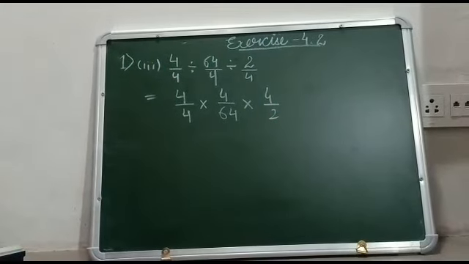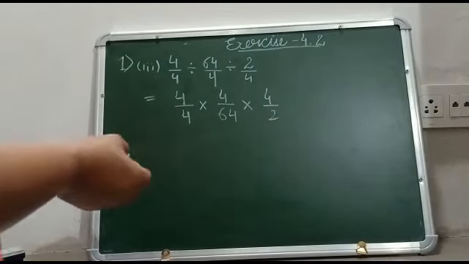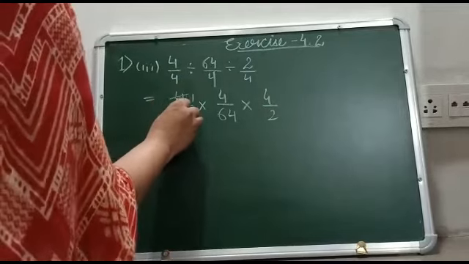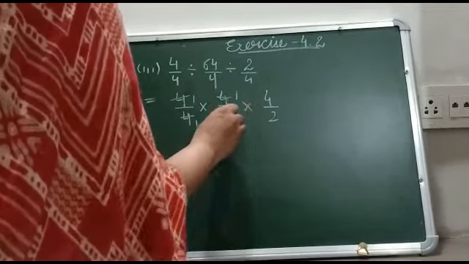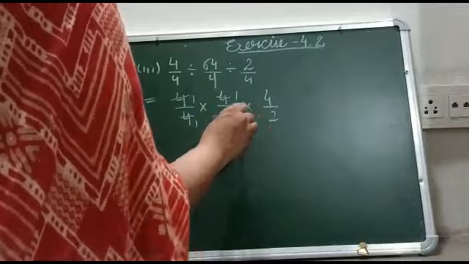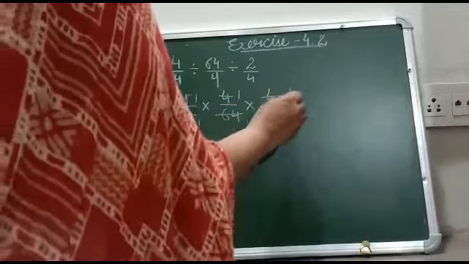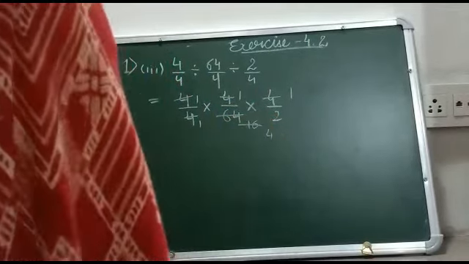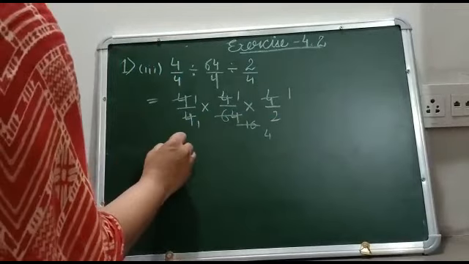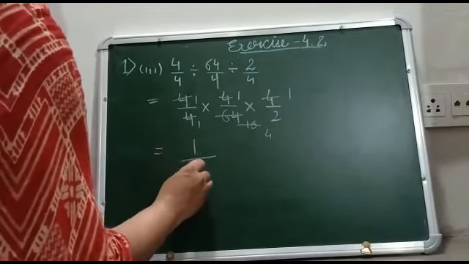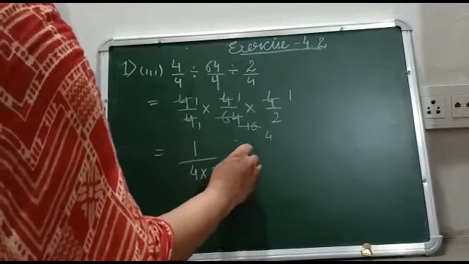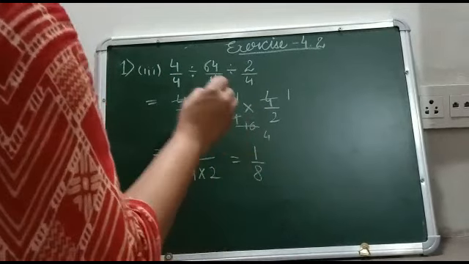Now you can cancel out the common factors in numerators and denominators. This will go on 4. 4 ones are 4. 16 fours are 64. Again 4 ones are 4. 4 fours are 16. Now we are left with 1 upon 4 into 2. So the answer is 1 upon 8.